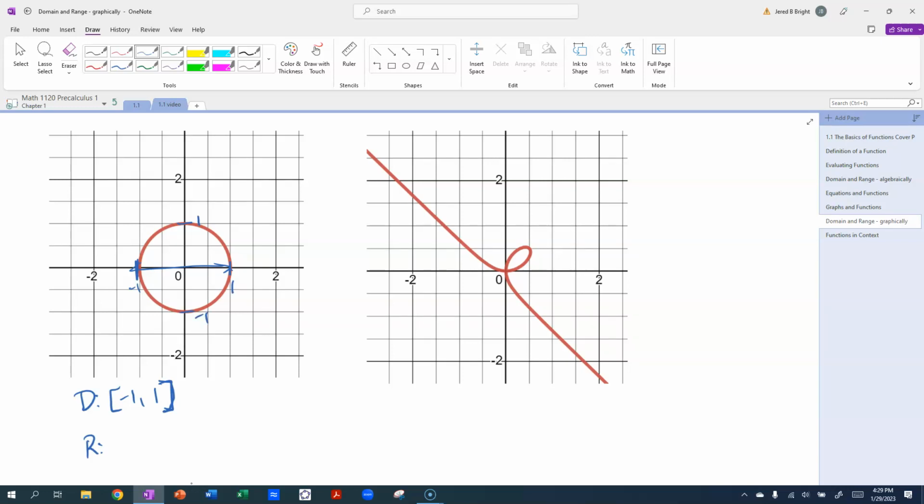Okay, range, y values, looking from the bottom to the top, and so the furthest down I go is -1, and the furthest up I go is +1, and those are included. Domain and range for those are both -1 to 1.